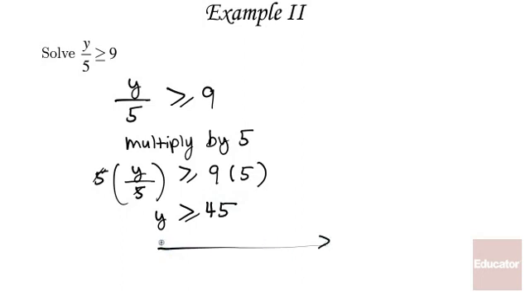On the number line, this says equal to, greater than or equal to 45. So I use a solid dot. And I could have also used set notation if I wanted to be more formal.